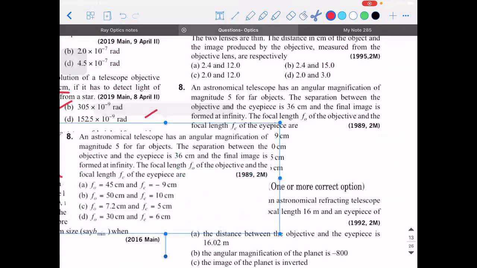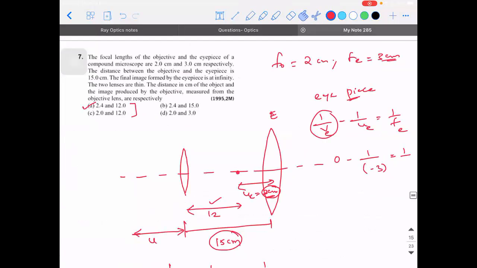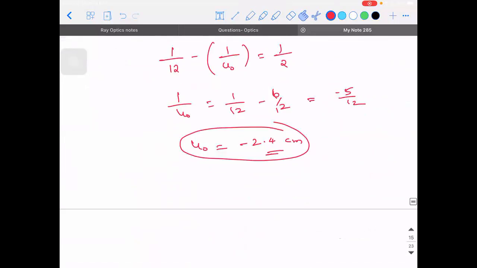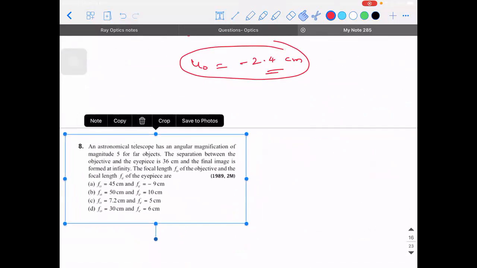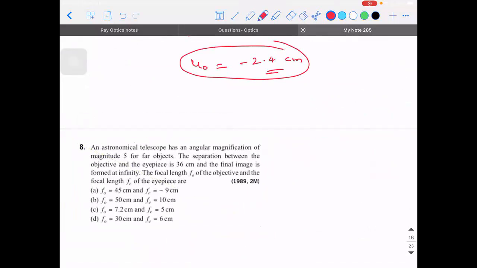Okay. See, in the exercise I suggest you guys to practice some textbook also. It is good. CBSE cover ஆன மாதிரி இருக்கும். Okay sir. Try பண்ணுங்க. So an astronomical telescope has an angular magnification of magnitude 5 for far objects. The separation between the objective and the eyepiece is 36 centimeter. The final image is formed at infinity. The focal length f naught of the objective and the focal length fe of the eyepiece are.